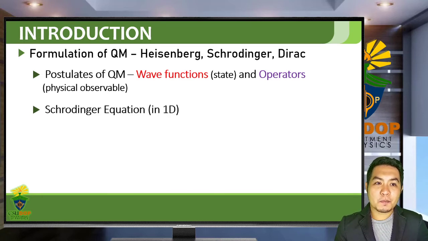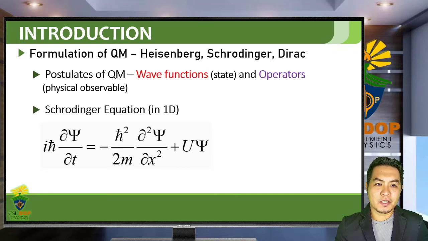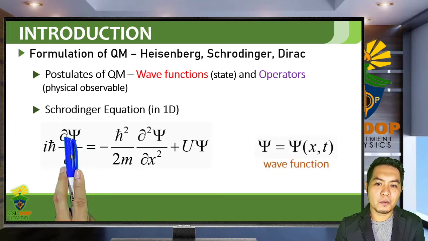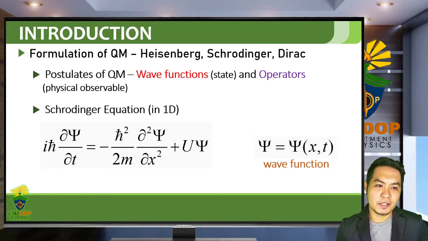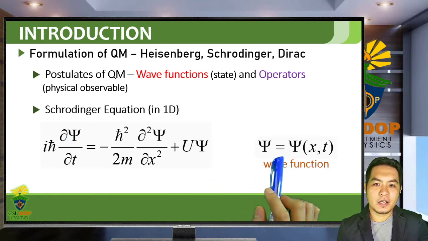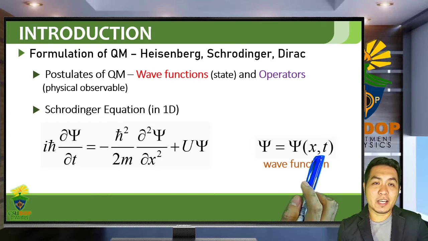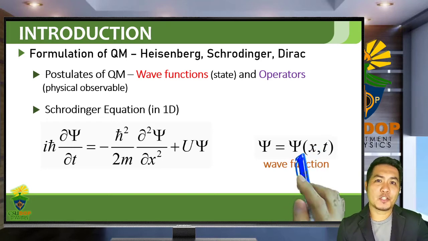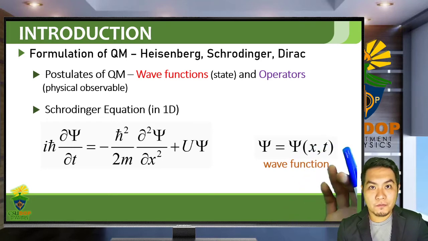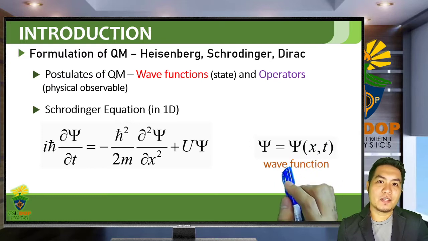One of the most important equations in quantum mechanics is the Schrödinger equation. This is actually a wave equation where psi is what we call our wave function, and it's a function of position and time. But actually you can also have wave functions which are functions of momentum and time.